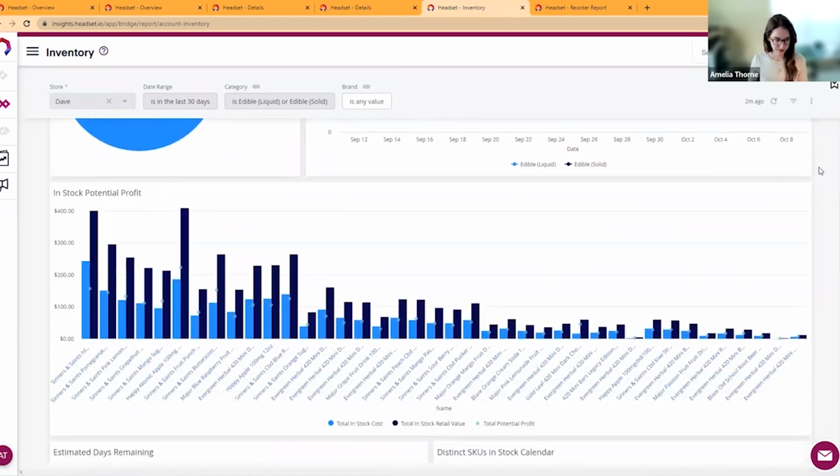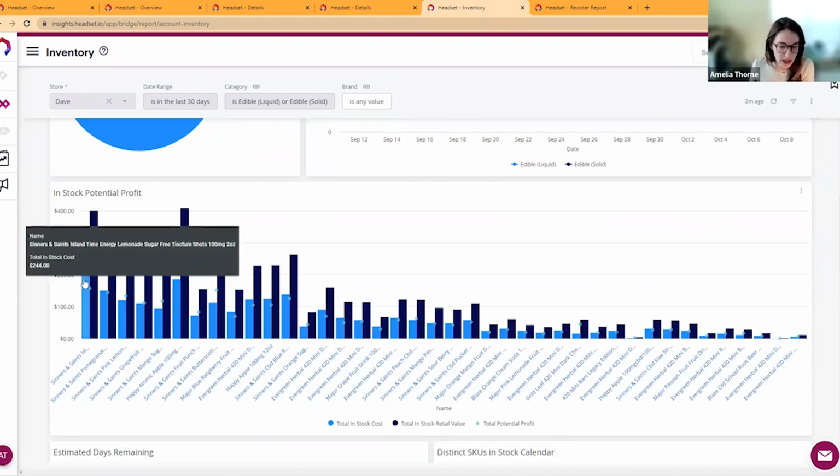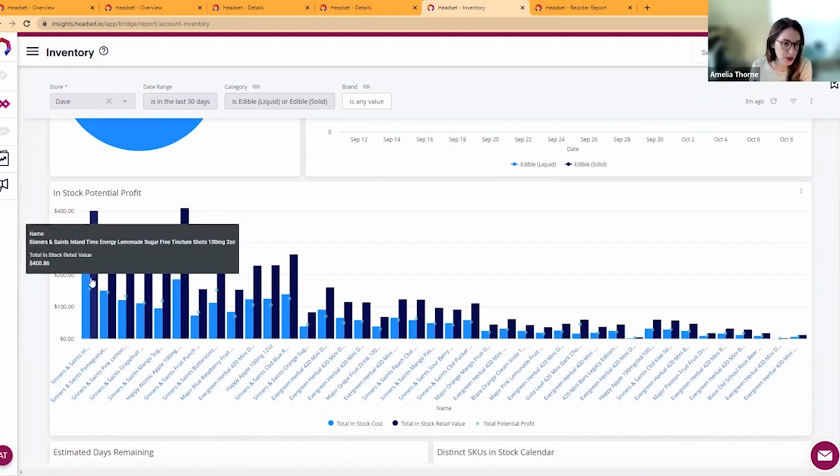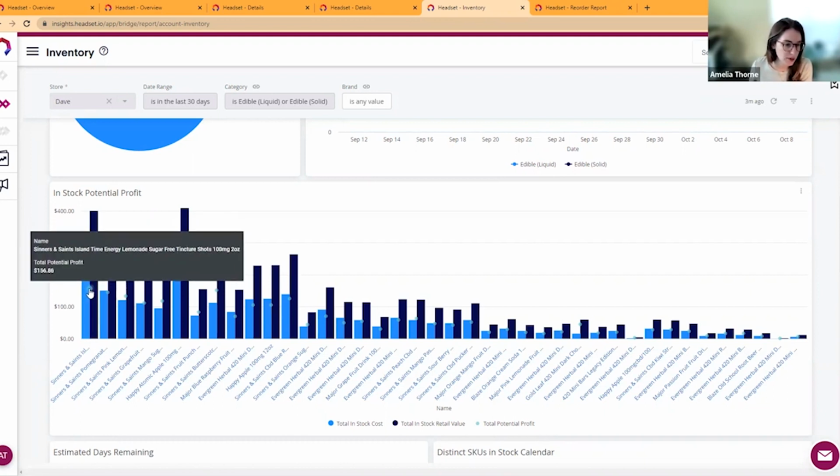Scrolling down, we can see in-stock potential profit. Over here on the left, in the light blue, is going to be your total in-stock cost, so how much the retailer paid for this product. Next to that in the dark blue is your total in-stock retail value, so how much these products could possibly sell for at their average item price point. And right here in the middle is a green dot of total potential profit, so how much you can make off of this. So we see total potential profit for Sinners and Saints is about $156, almost $157.